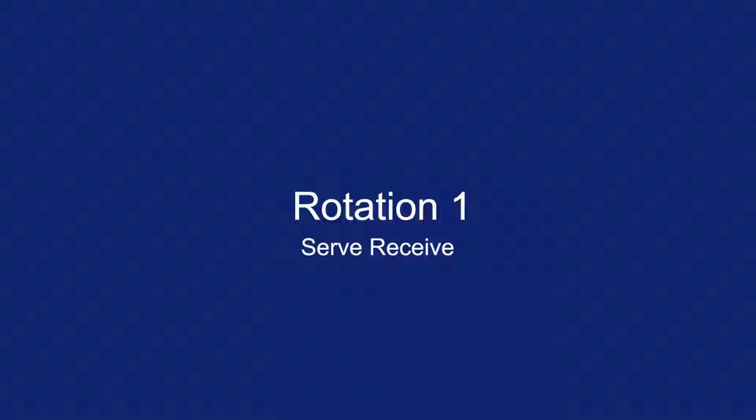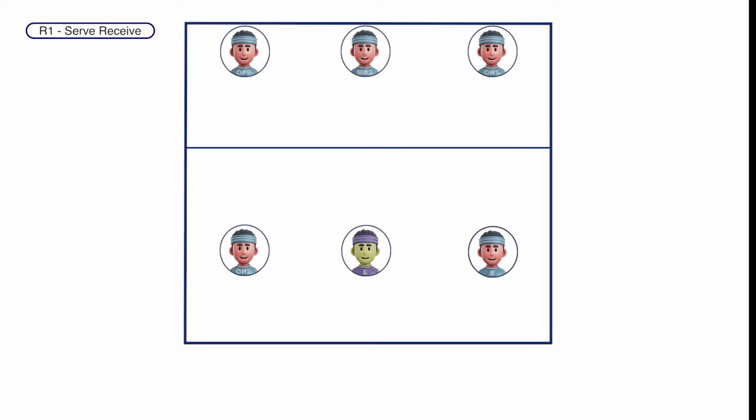Rotation 1 serve receive. For serve receive, we'll set up a 3-person receiving system, where outside hitters 1 and 2, along with the libero, will be responsible for the serve receive. The outside hitter 1 goes back to hide the setter, so he can quickly transition to his setting role once the serve is received.